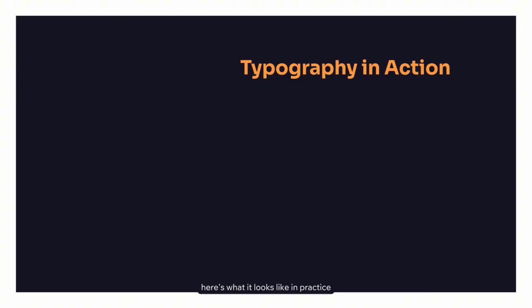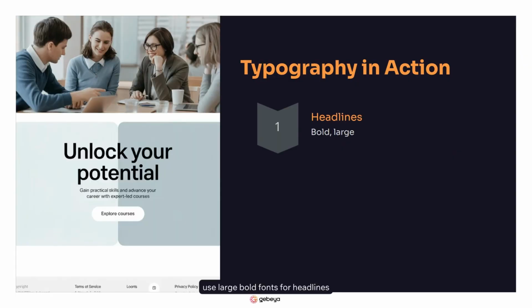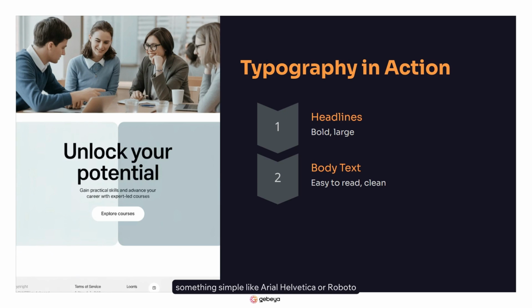Here's what it looks like in practice. Use large, bold fonts for headlines. It makes them stand out and signals importance. Keep body text clean and readable. Something simple like Arial, Helvetica, or Roboto.